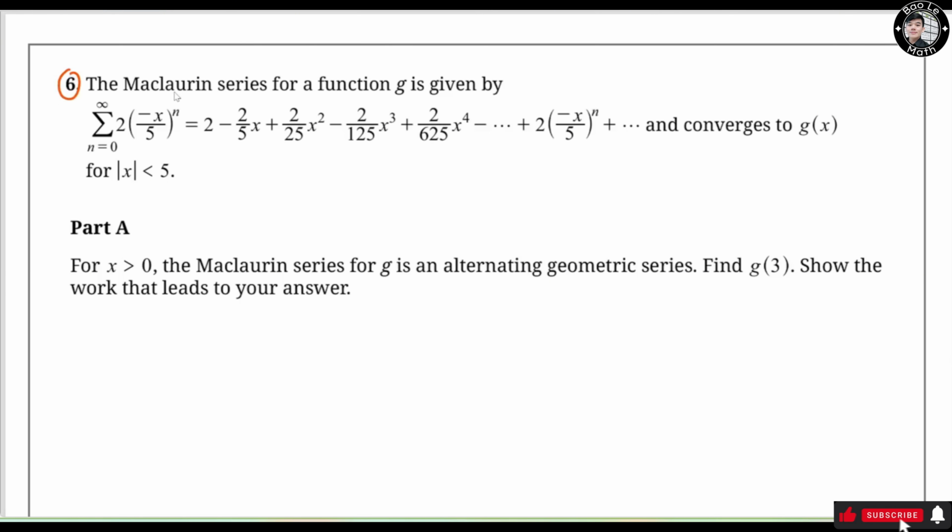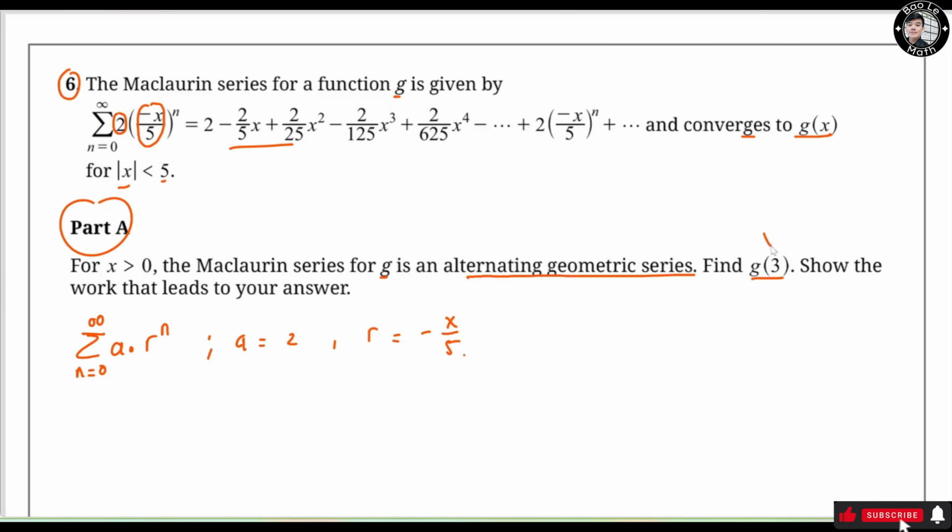Question: the Maclaurin series for a function g is given by this guy and converges to g of s for absolute value of s less than 5. Question A. For s greater than 0, the Maclaurin series for g is an alternating geometric series. Find g of 3. Alright, you know that the given Maclaurin series is a geometric series of the form. In this situation, a equals 2, right? And the common ratio is negative s over 5, right?